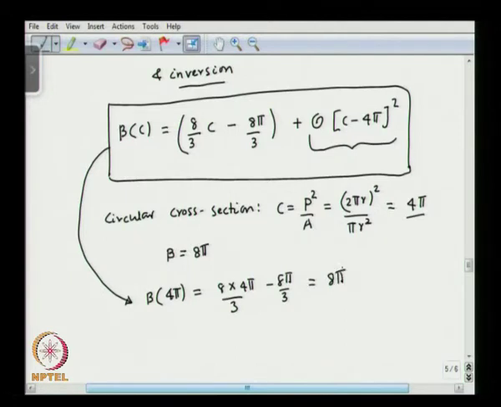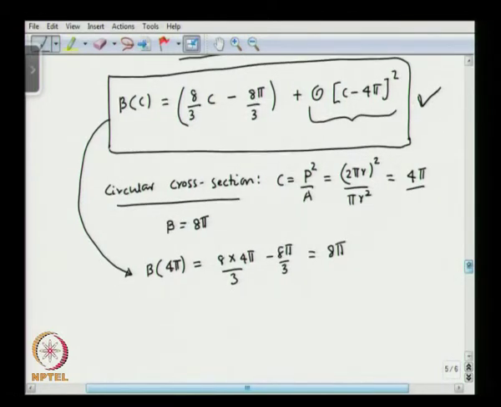So, this expression is holding true for circular cross section as a special case of ellipse. So, this is a general expression that can be used for any elliptical shape. If you know the compactness, we can find its hydraulic resistance.